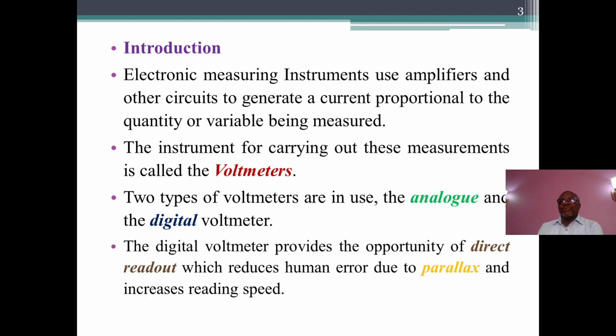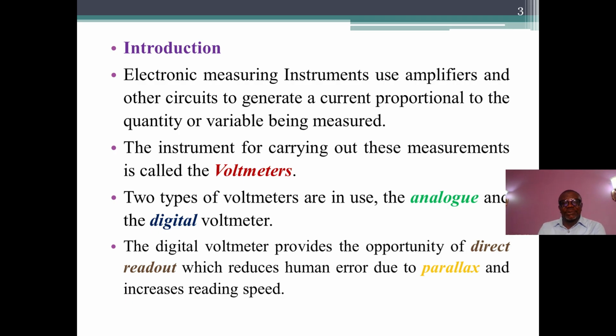Electronic measuring instruments use amplifiers and other circuits to generate a current proportional to the quantity of variable being measured. Measuring instruments are very important when you talk of instrumentation and measurement. And the basic instrument for carrying out these measurements is called the voltmeter.